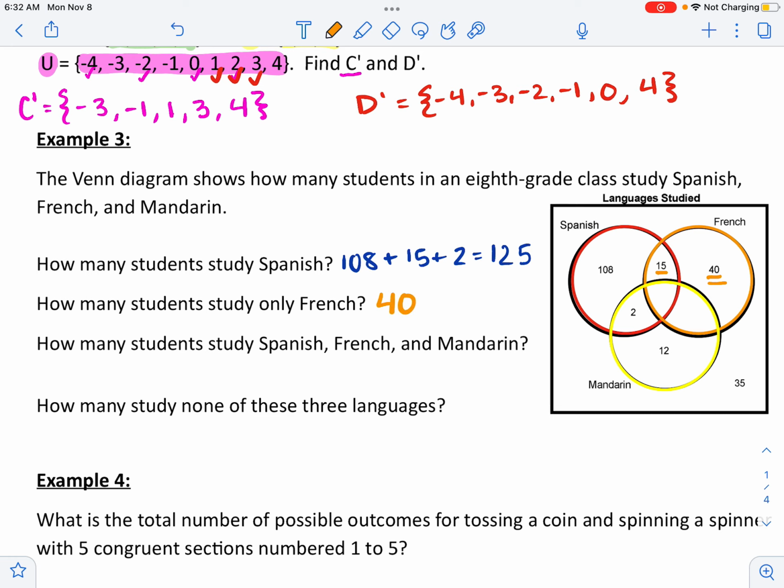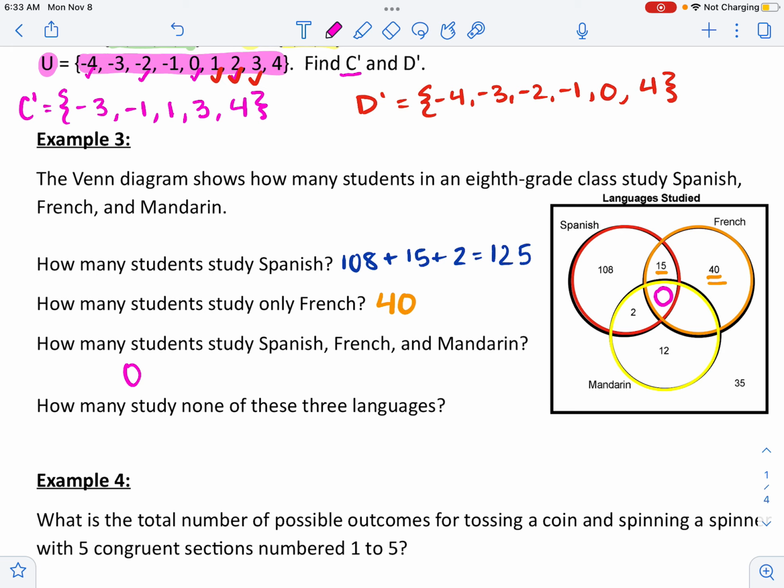The next one says how many students study Spanish, French, and Mandarin, so all 3. Well, that would be right in here where all 3 colors overlap, and there's none. So there are 0 students that study all 3.